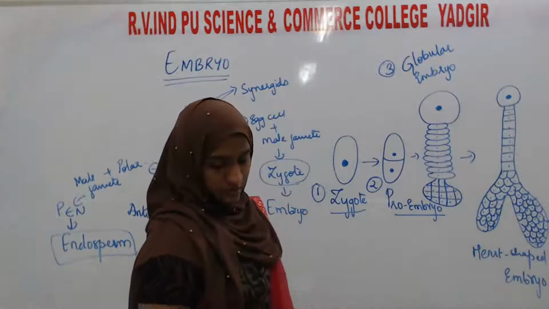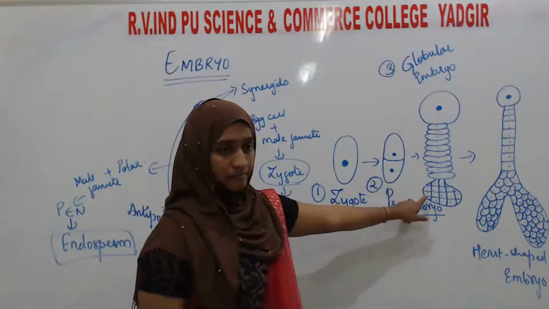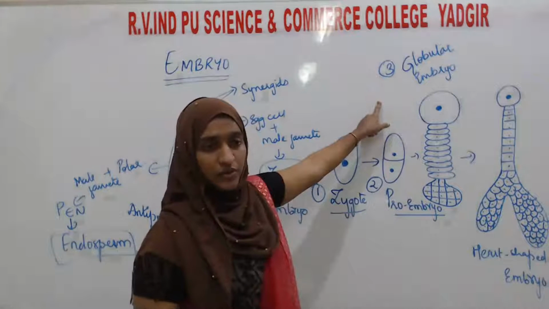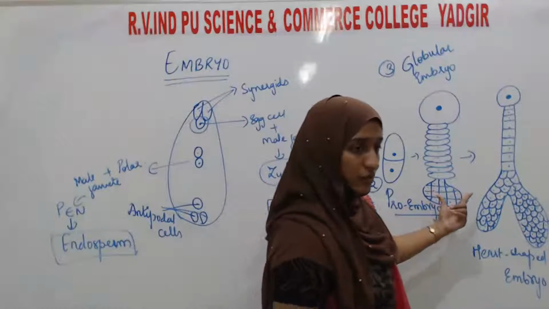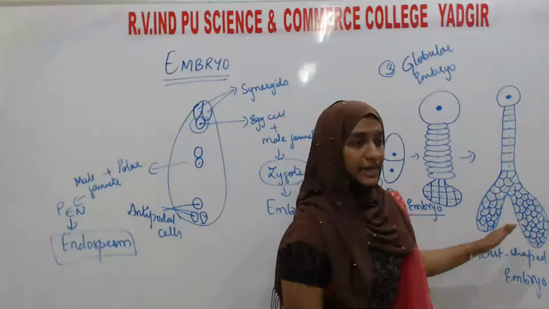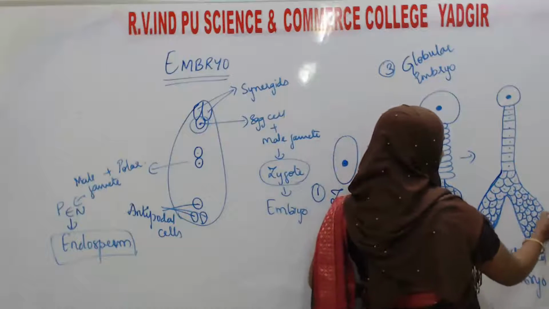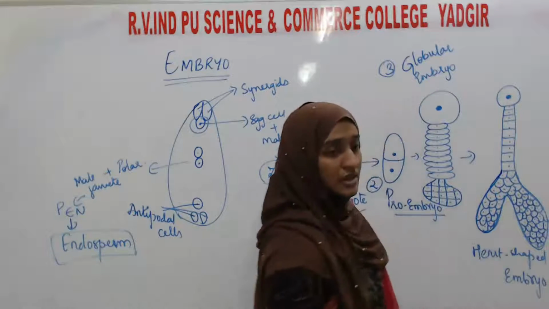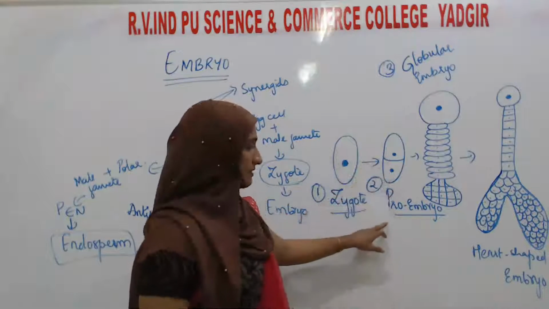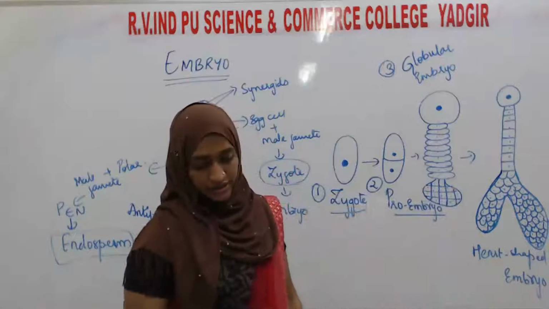You can see the cells which lie at the bottom first form a globular-like structure, known as the globular embryo. Then again they will divide. The cells present in this globule start dividing repeatedly, and here it is going to form a heart-shaped structure, known as the heart-shaped embryo. From one zygote to the two-cell stage, that is the proembryo. Third stage, that is the globular embryo. Fourth, that is the heart-shaped embryo.